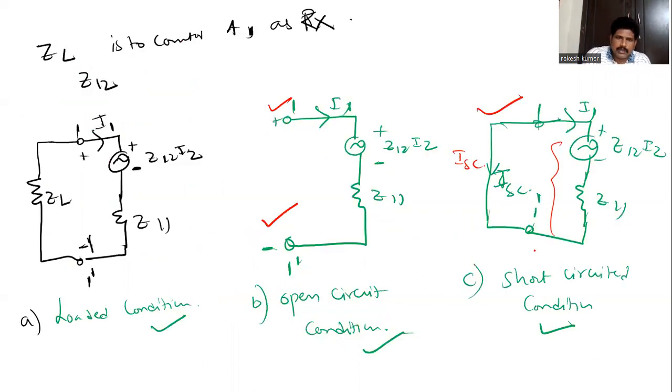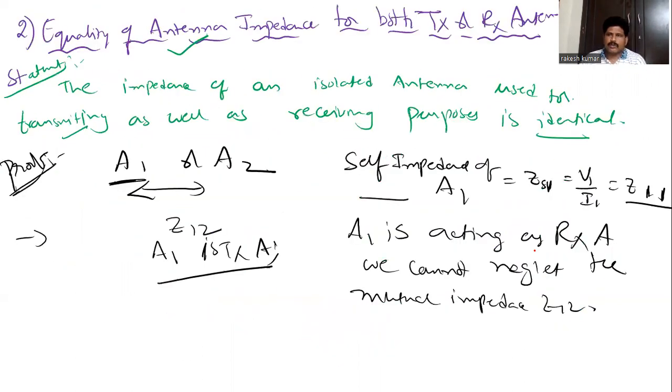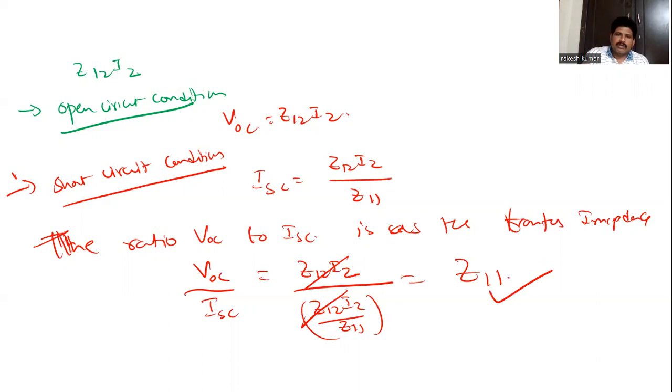Here also we are getting Z11 when A1 is used as a transmitting antenna. Similarly, when A1 is used as a receiving antenna, here also we are getting Z11. So from this discussion, the antenna impedance when used as a transmitting antenna is the same as when the same antenna is used for receiving purposes.